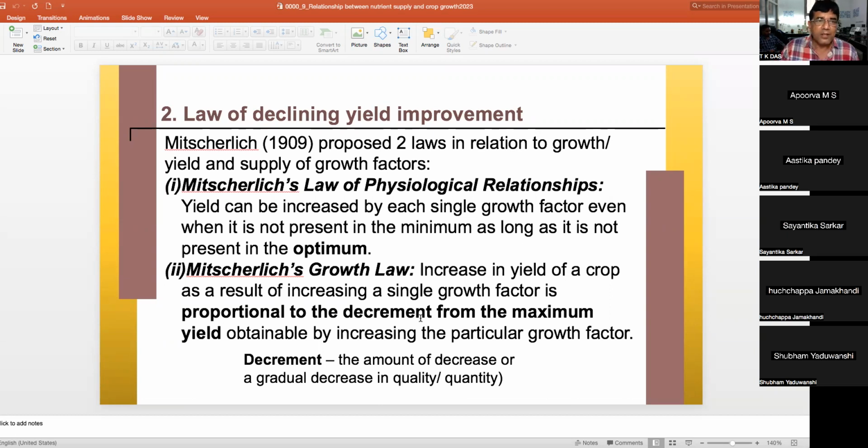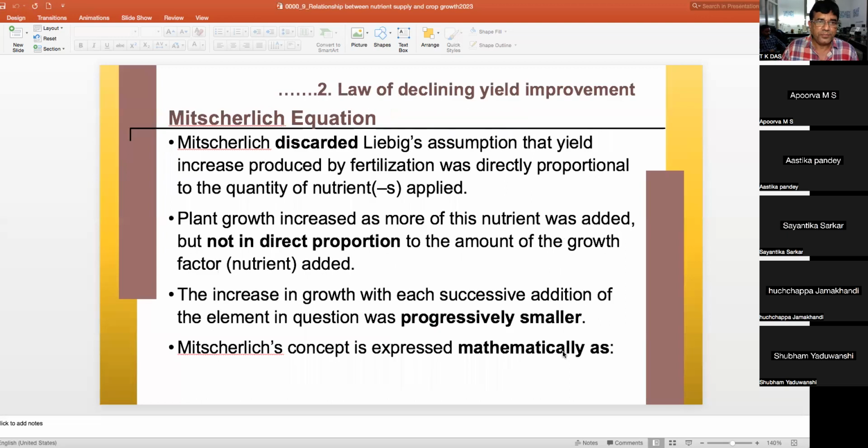So it can be explained that as you increase the supply of a particular growth factor, initially the yield will increase at an increasing rate, and then it will slow down with the addition of each input. The increase or changes will be smaller and smaller. So based upon Mitscherlich's growth law, he was able to find out the optimum level of nutrients. So what happens? Mitscherlich made one equation. Mitscherlich discarded Liebig's assumption that yield increase produced by fertilization was directly proportional to the quantity of the nutrient applied. Here, quantity of the nutrient applied means the nutrient which was present in minimum.